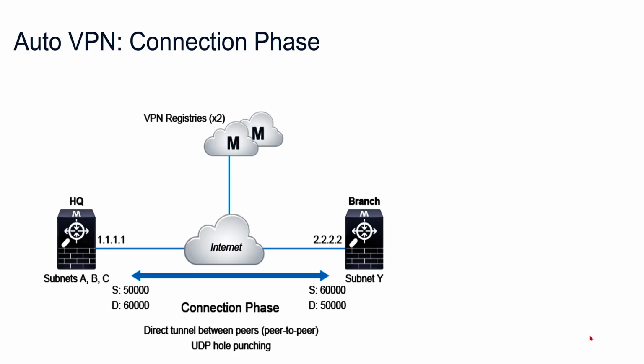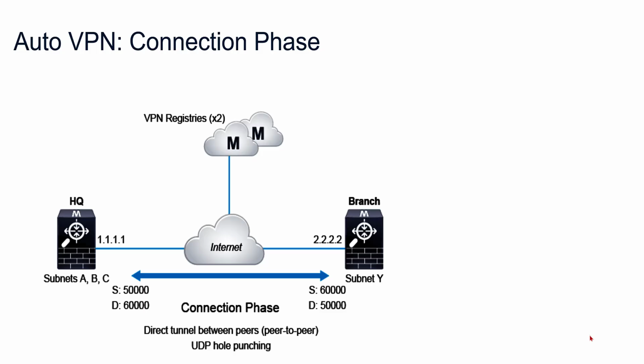All right, now let's get into the connection phase. Registration is complete. Now we have to build the tunnels. We're transitioning from registration to connection, meaning that the MX devices are registered. They've learned everything: IP address, UDP port, subnets. Now they're ready to form their direct peer-to-peer tunnel.